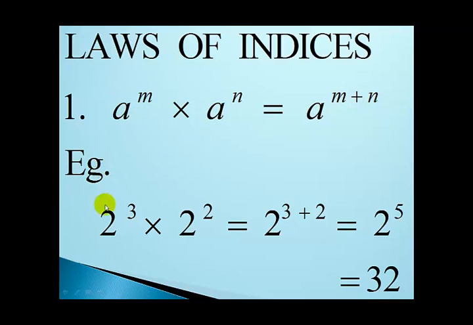Example, if you have 2^3 times 2^2, because they are of the same base and the base is 2, according to the first law of indices, we keep one of the bases constant, and that is 2, and we add the exponents together, and the exponents are 3 and 2. So adding the exponents, we have 3 plus 2. This means that 2^3 times 2^2 is equal to 2^(3+2), and this is equal to 2^5, because 3 plus 2 is equal to 5. And 2^5 is equal to 32.